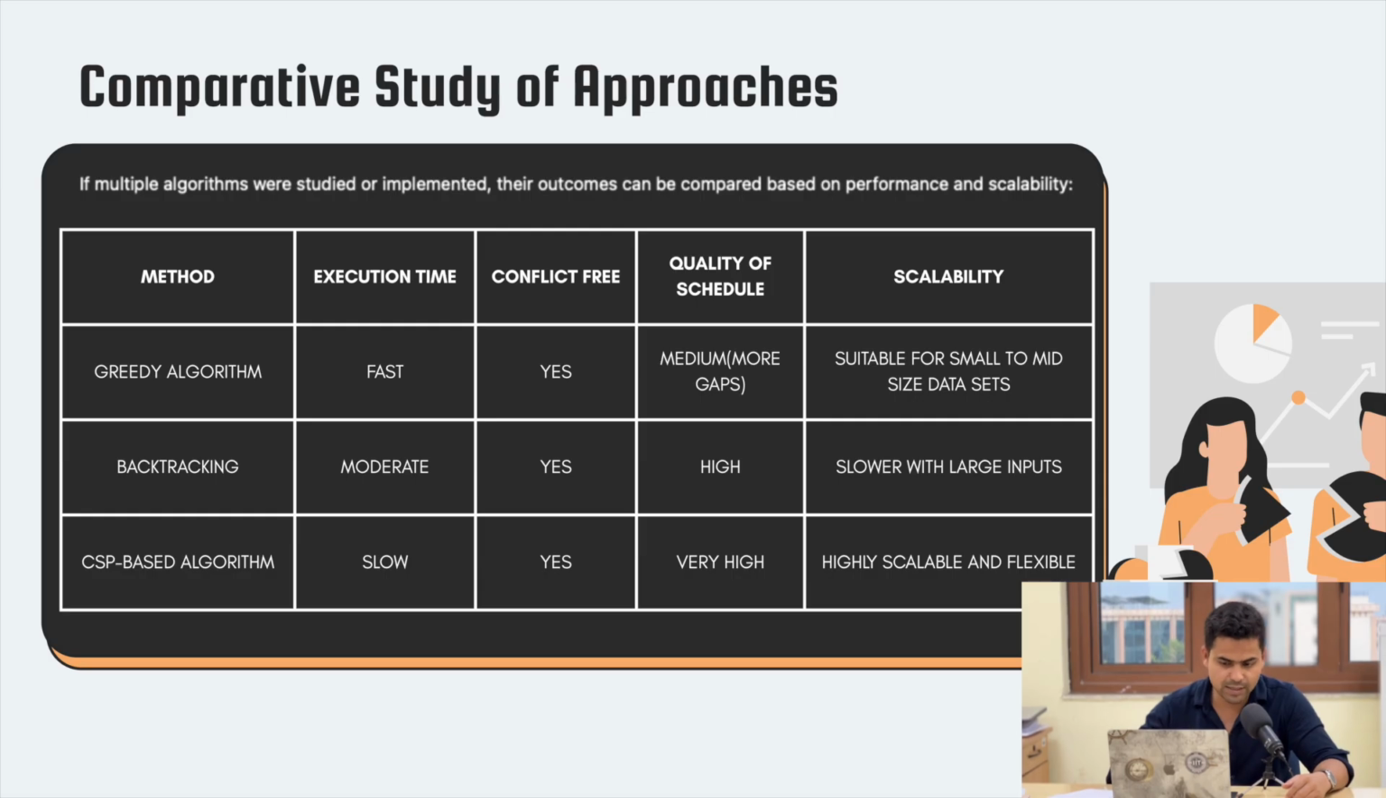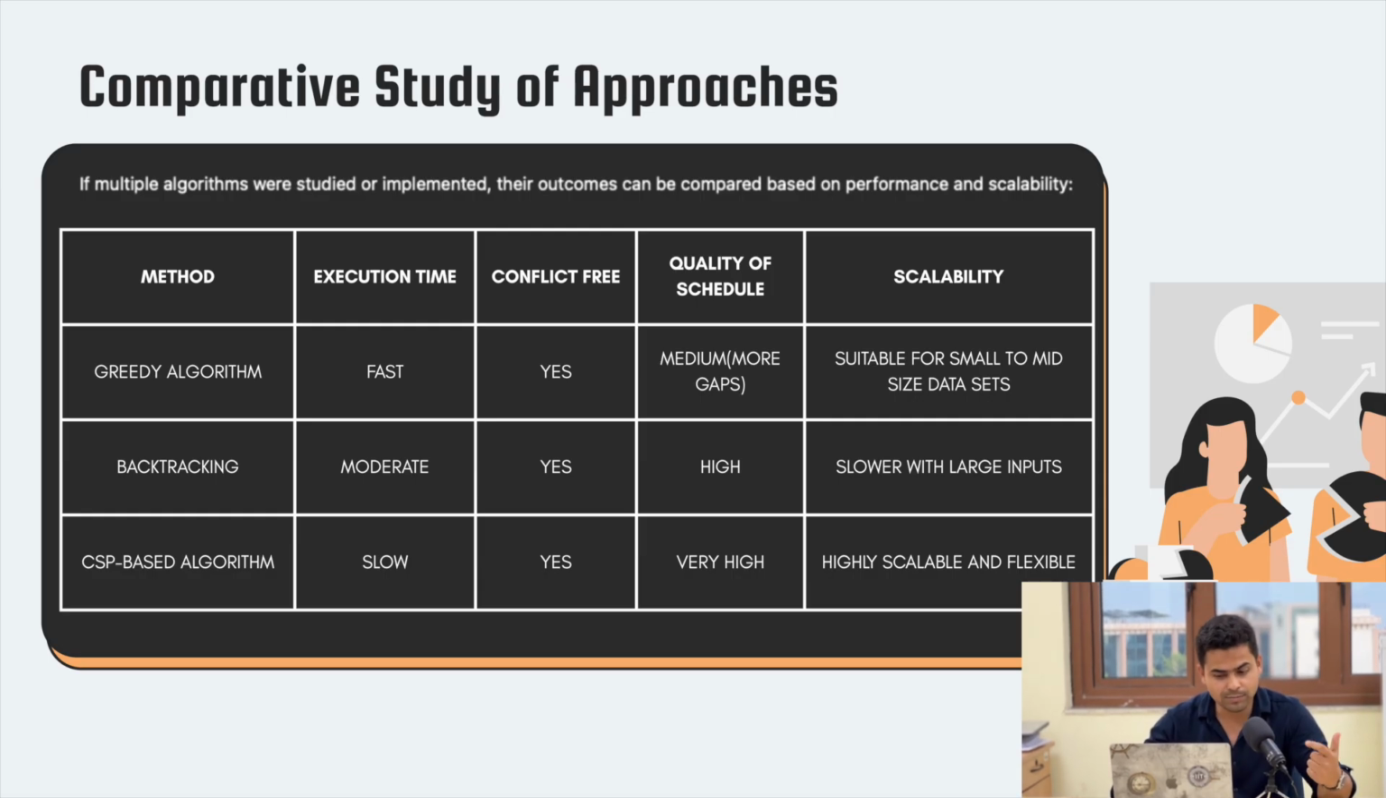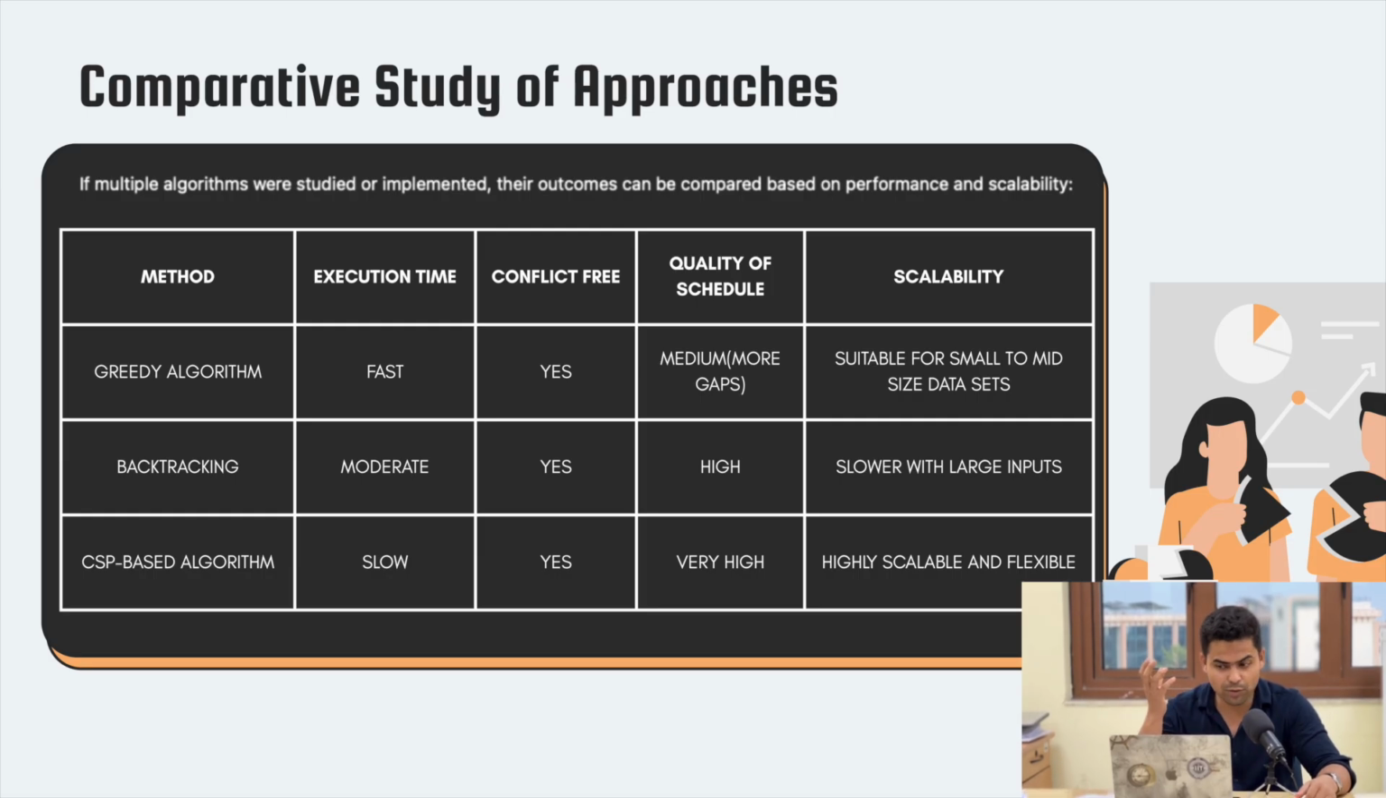So, we will consider the methods, as Shakir and Abhishek already told: greedy algorithm, backtracking, and CSP based algorithm. And the factors that we are considering over here are execution time, whether it's conflict free or not, quality of the schedule, and what is the scalability of that.